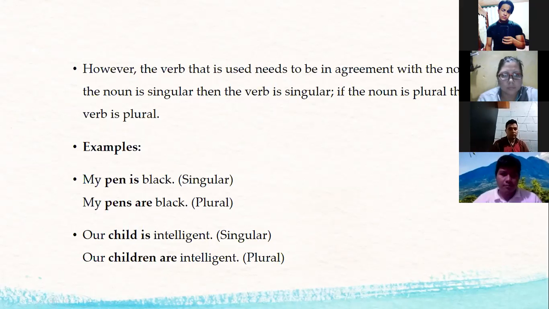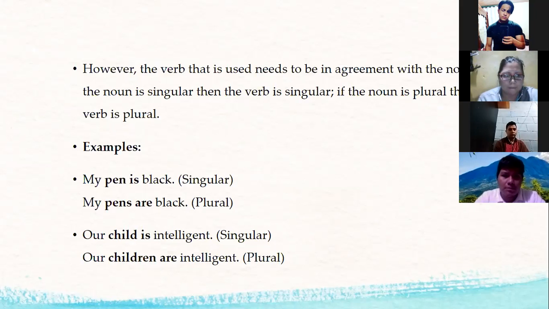Let me see. We're going to have Esmeralda. Can you read the first examples, please? Okay, example. My pen is black, singular. My pens are black, plural. Thank you. Continue with the next example, please. Okay. Our child is intelligent, singular. Our children are intelligent, plural.